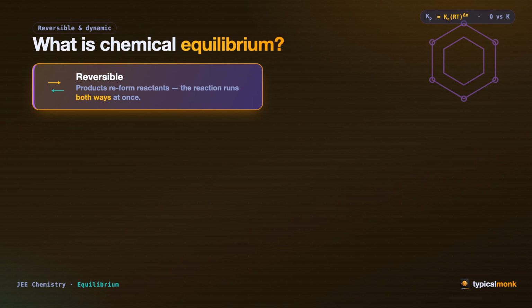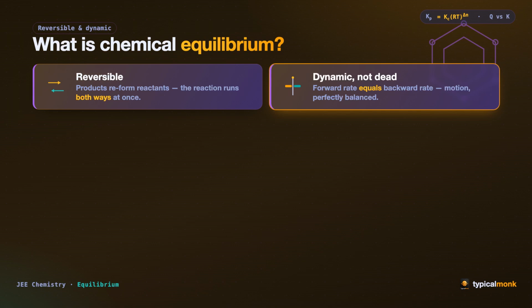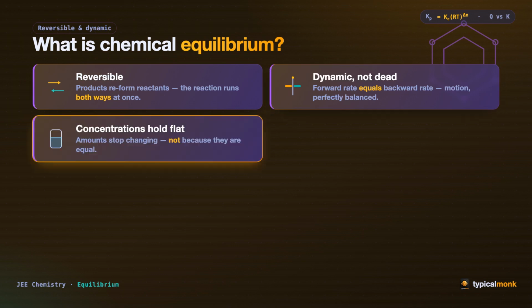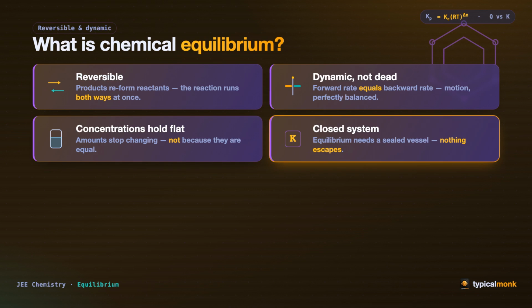First, reversible. Products can turn back into reactants. The reaction runs in both directions at once. David used to think that once a product formed, that was the end of the story, but it can just as easily turn back. Second, dynamic, not dead. The forward rate becomes equal to the backward rate. The motion never stops, it simply balances. Third, concentrations hold steady. The amounts stop changing, not because they are equal to each other, but because the two rates have become equal. And fourth, a closed system. Equilibrium needs a sealed vessel. Nothing may escape, or the balance never forms at all.